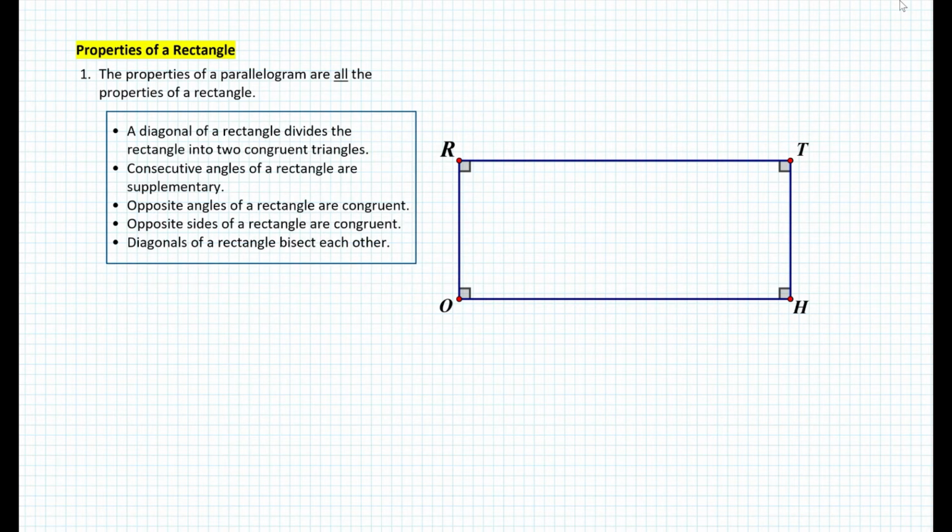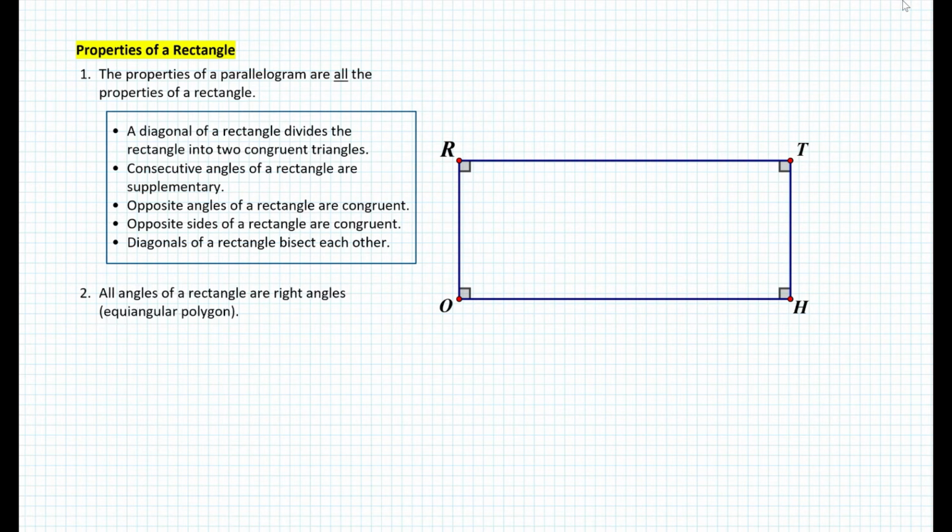Okay, so now we can say that a diagonal of a rectangle divides the rectangle into two congruent triangles. Consecutive angles of a rectangle are supplementary. Opposite angles of a rectangle are congruent. Opposite sides of a rectangle are congruent. And the diagonals of a rectangle bisect each other. Okay, so these were all the properties of the parallelogram. We just changed the word from parallelogram to rectangle. Now, are there any additional properties for rectangles that are not applicable to parallelograms? The answer is yes.